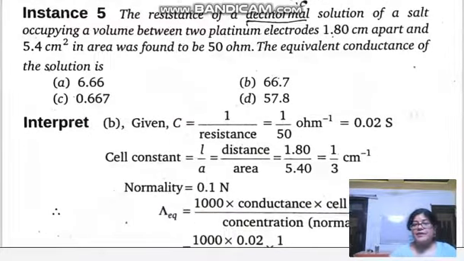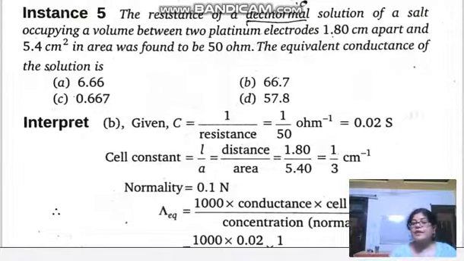For example, we have a numerical like this. The resistance of a decinormal solution of a salt occupying a volume between two platinum electrodes 1.80 centimeter apart and 5.4 centimeter square in area is found to be 50 ohm. Now we have to collect the data. Decinormal solution means normality is 1 by 10, the distance between the two electrodes is 1.8, this is L, and 5.4 centimeter square is the area. And 50 ohm is the resistance.